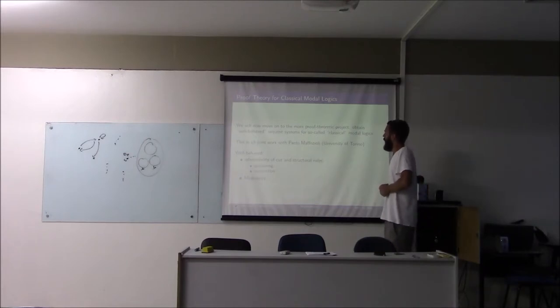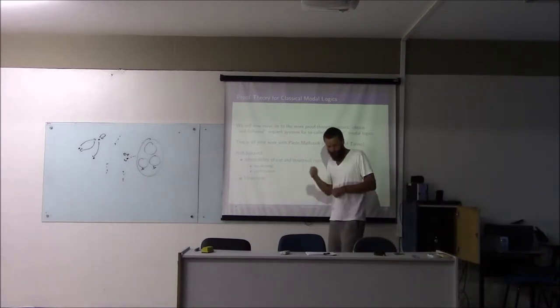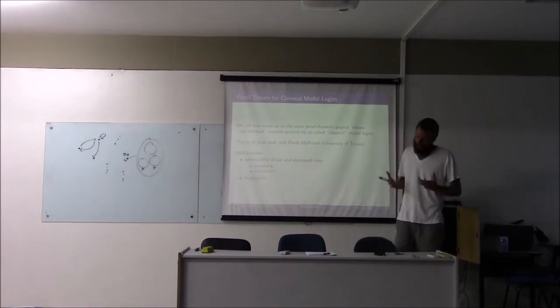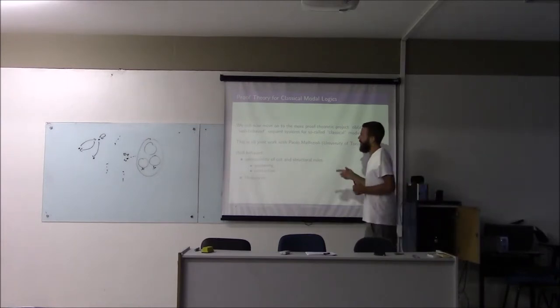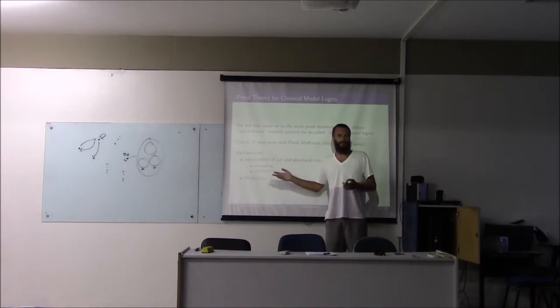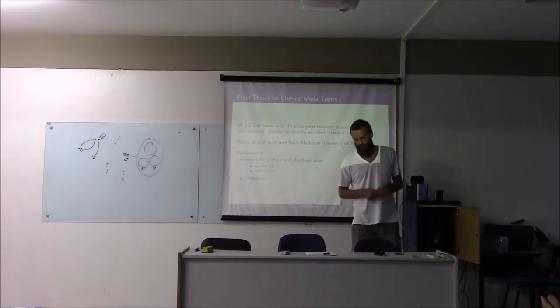And so, the first thing that Paolo and I wanted to do was to see if we could come up with a sequent system for these classical logics that actually has all of these things. One way of getting modularity is by introducing labels and relational models. This is what we'll do.